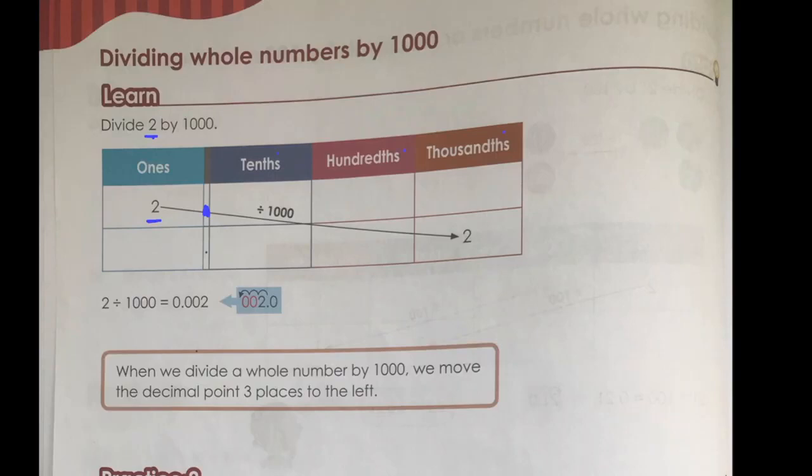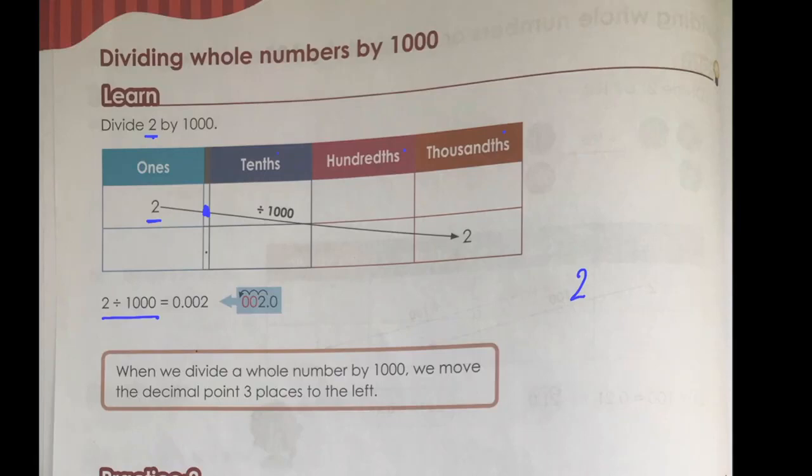So after the decimal place, the place value goes by tenths, hundredths, and thousandths. Okay, so now we do 2 divided by 1,000, which is equal to 0.002. How do we get that? I'm going to do it right here for you. We have the number 2. When we're dividing, we're going back to the left. Division for decimals, we're moving back to the left.